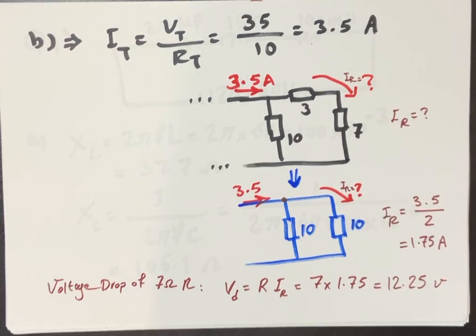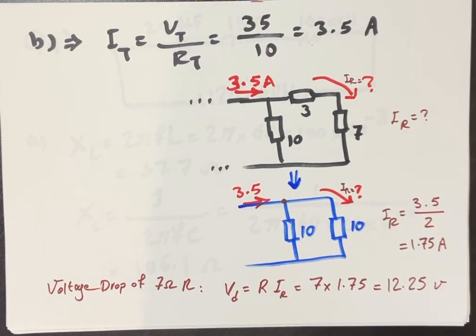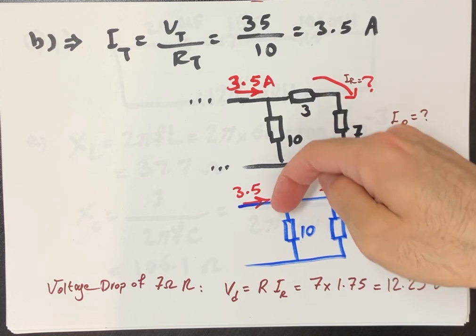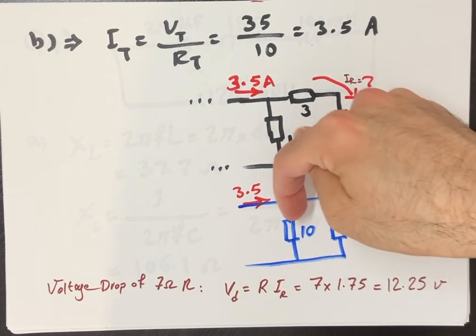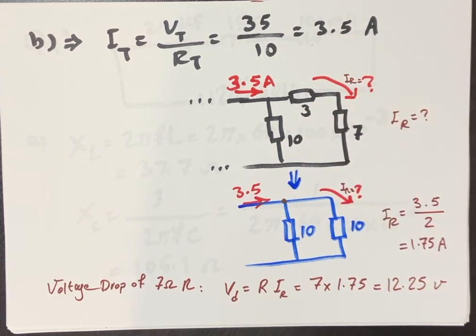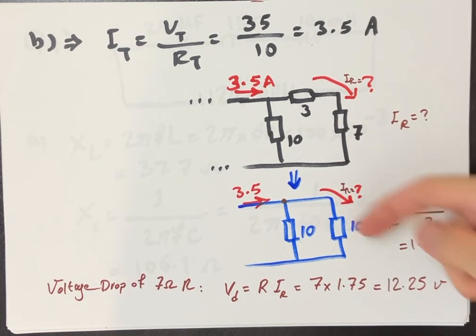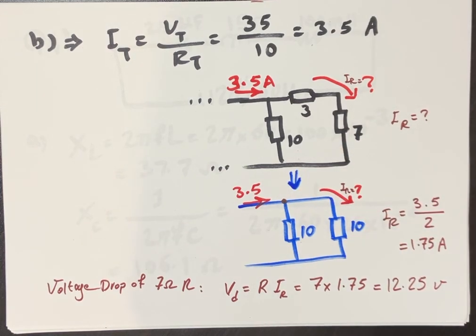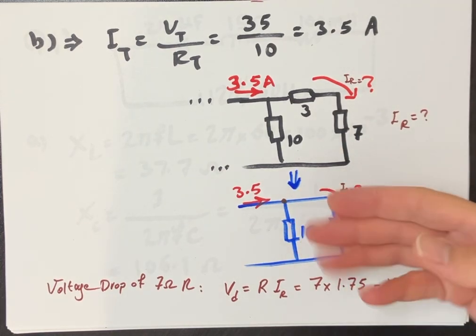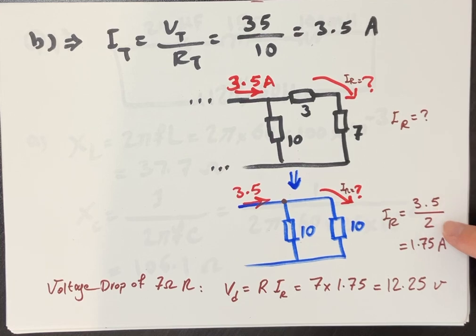By looking at this specific example, we see that two branches have equal resistances. So obviously the current is halved. Half of this current will flow through this branch and half will flow through this branch. If they were not equal, you would have to calculate each current, or for example this current at least, using current divider rule. But here it's easy, you just divide 3.5 by 2 and you get 1.75 current flowing here.